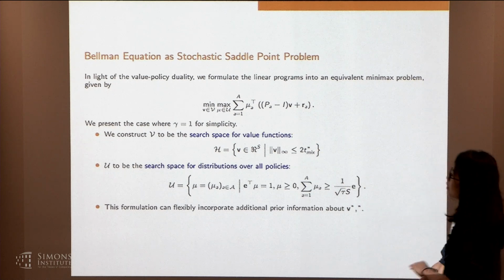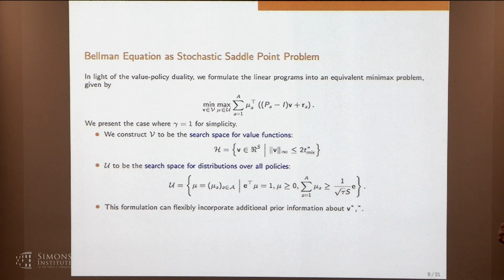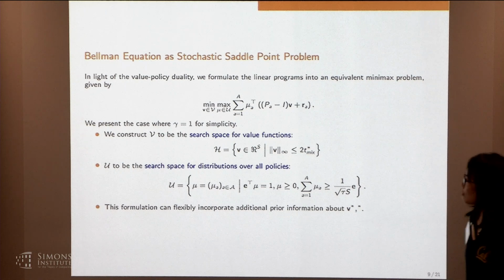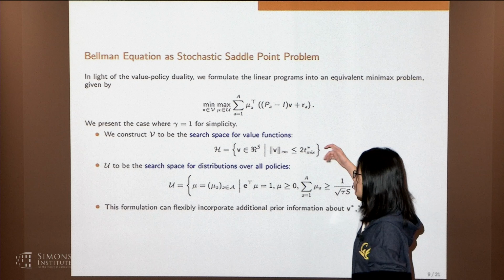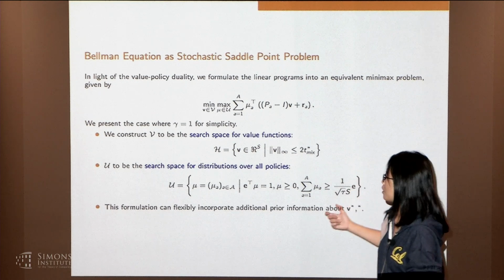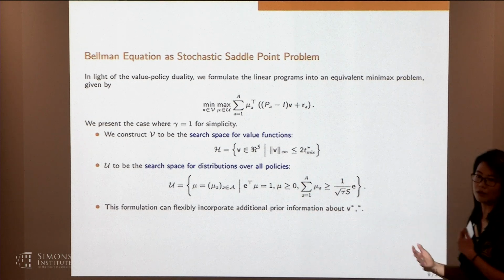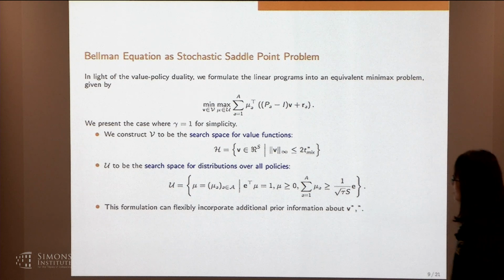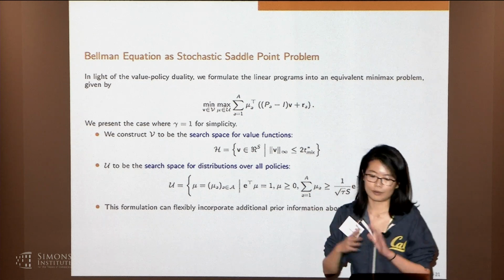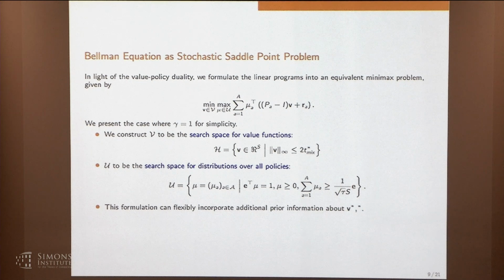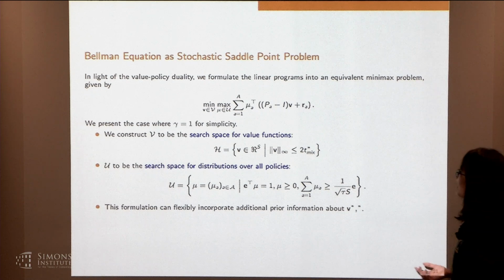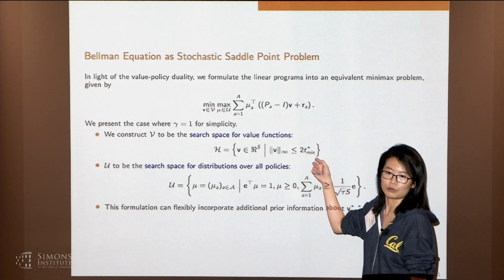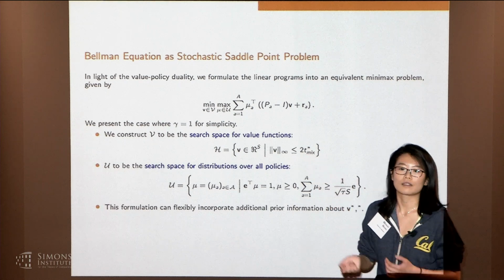The reason for me to make those assumptions is that I want to bound the complexity of the search spaces of this problem. So I'm going to construct a search set for the value function and a search set for the dual variable, which is a distribution over all policies and their corresponding stationary distributions. If I know that my problem is rapidly mixing, then I should be able to know that my value function is bounded in an L infinity ball with radius 2 times the mixing time.